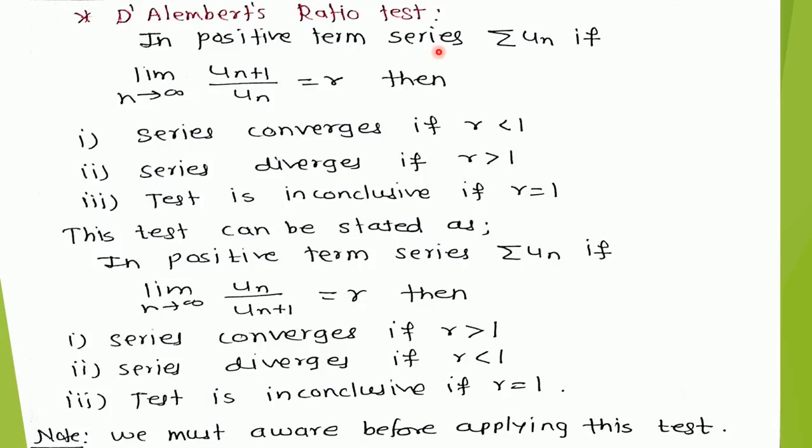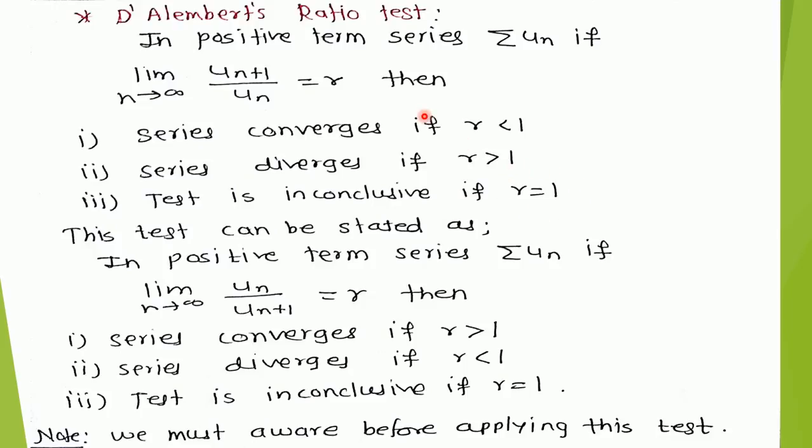In a positive term series un, if the limit as n tends to infinity of the n plus 1th term of series un upon the nth term of series un is equal to r, then the series converges if r is less than 1, diverges if r is greater than 1, and the test is inconclusive if r is equal to 1.